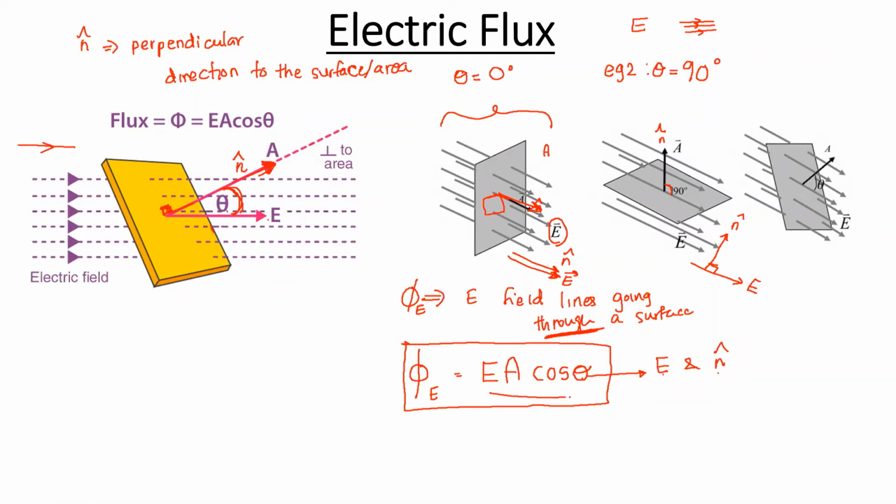So when I substitute in this equation, here phi sub E, I get EA cosine 0. So what is cosine 0? It is 1. That means EA. Here phi sub E is EA cosine 90. Cosine 90 is 0, right? So that is why you did not get any flux from example 2, because the electric field lines didn't go through the surface. It didn't cut the surface.